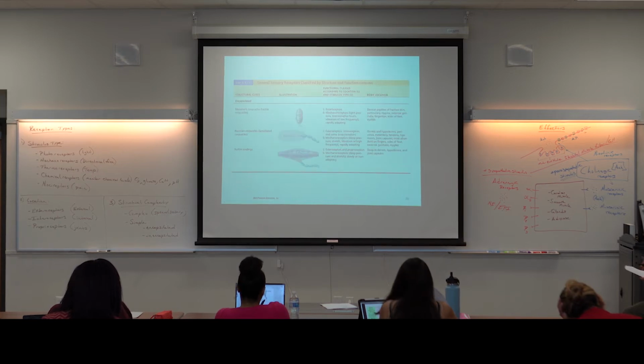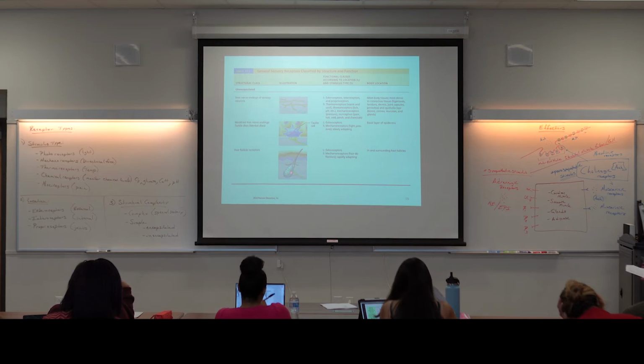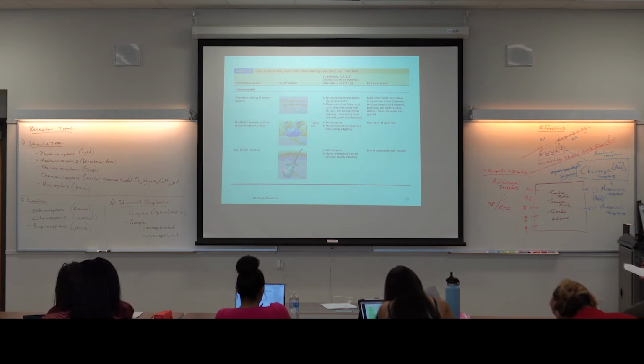So from the entire list there, the only ones on this list that are not encapsulated in some type of connective tissue are these hair follicle receptors, the nerve endings that go right there to the root of the hair.